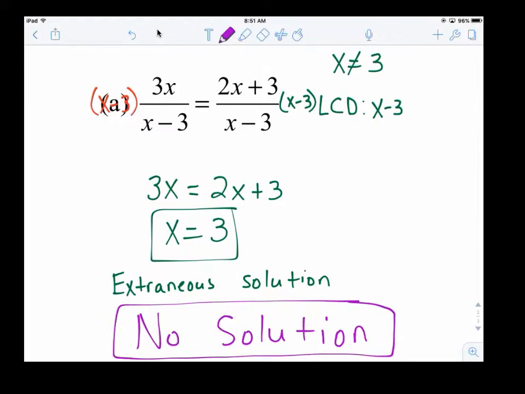All right, so there's really no value of x that's going to make both of these rational functions equal to each other. So that's kind of why you want to write down, before you start the problem, what my x cannot equal.